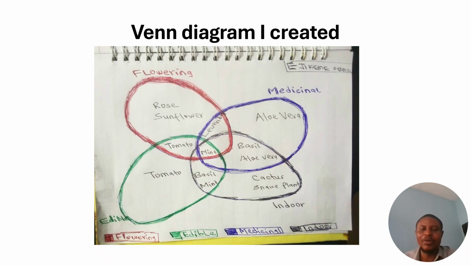For example, if I use the union set, it will return union between flowering and edible. It will return all the crops that are found within the flowering and edible or from both. If I use the full join, it will return full join between medicinal and indoor. It will return all the crops that are found within the data sets, whether they match or not.